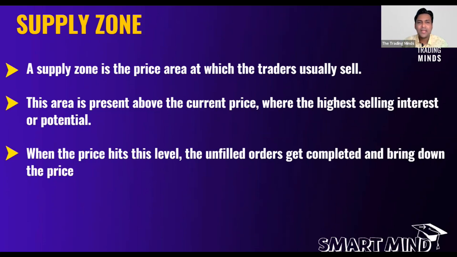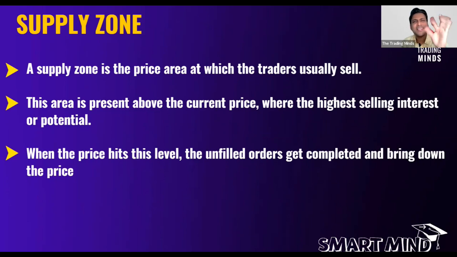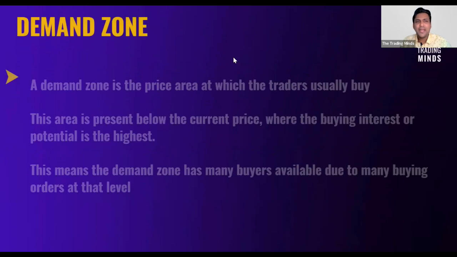Then when the price hits this level, which is called a supply zone, the unfilled orders get completed. So most of the people who have kept orders for selling, right? The big banks, the big asset fund managers, the institutional traders who have kept orders for selling at that area will get executed and the stock will fall down because a lot of supply is there, a lot of selling is there at that level. So that is called what? Supply zone. So let me show you with a clear example here. See, I'm showing an example here.